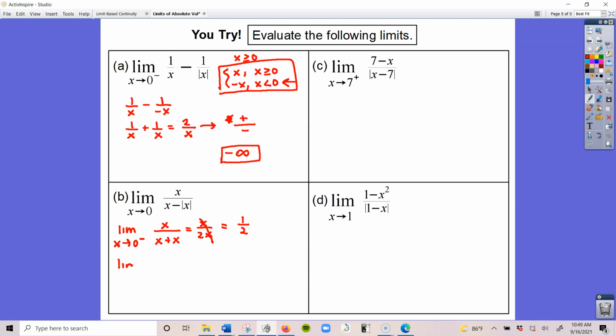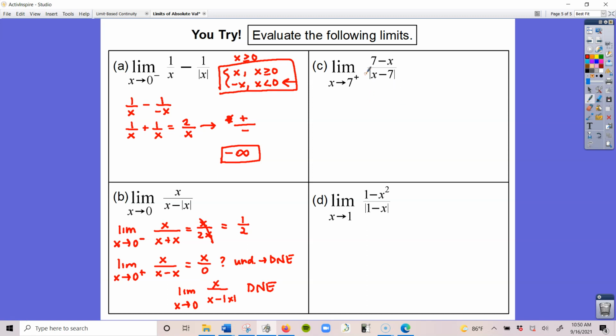Now let's do the right. The limit as x approaches 0 from the right. If it's from the right, I would replace it with x over x minus positive x, which is just x. So this gives me x over 0. Something's going on there and it's not right, because this is undefined or does not exist. So regardless, the left side doesn't equal the right side. So the general limit as x is approaching 0 of x over x minus the absolute value of x does not exist.